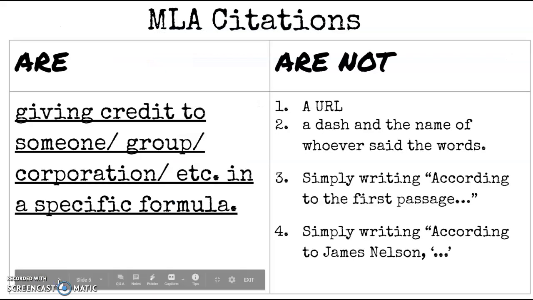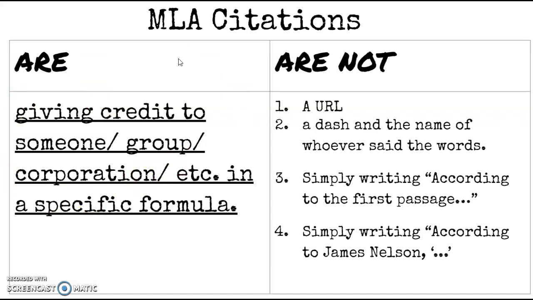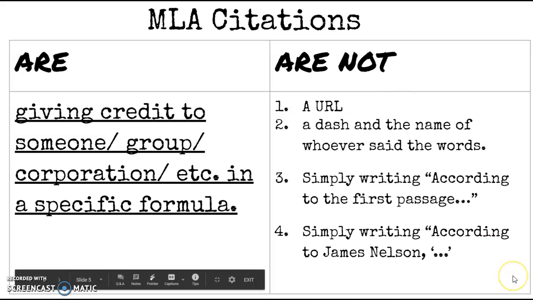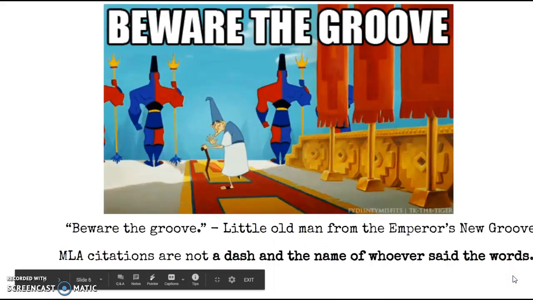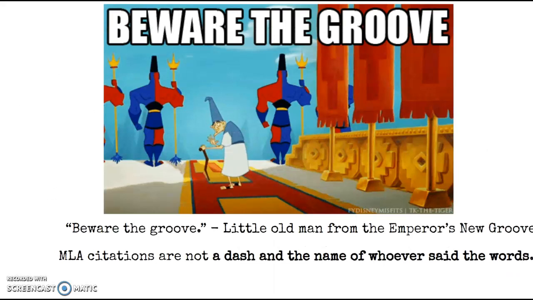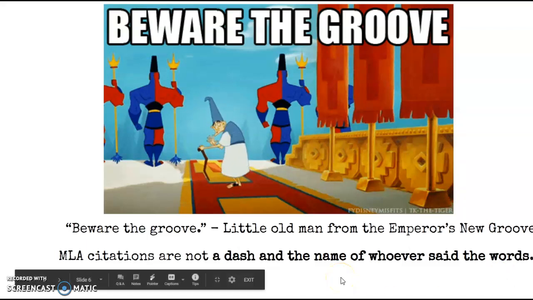MLA citations are giving credit to someone, a group, a corporation, in a specific formula, but they are not a URL, a dash in the name of whoever said the words, simply writing "according to the first passage," or simply writing "according to James Nelson." For example, "Beware the groove," dash, little old man from Emperor's New Groove. MLA citations are not a dash in the name of whoever said the words.